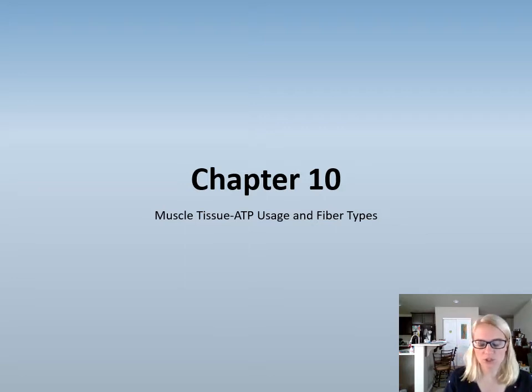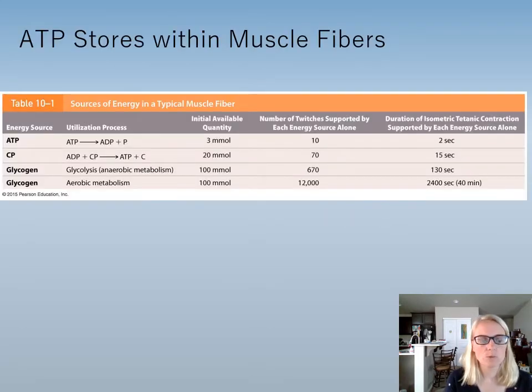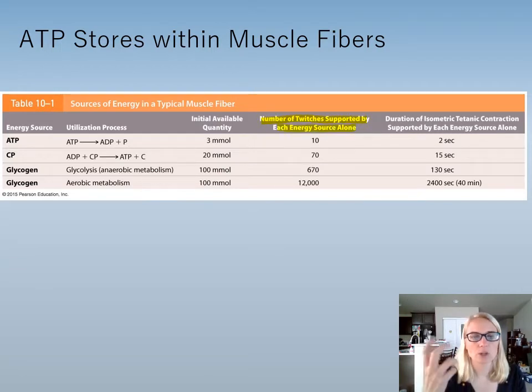So let's jump in. When we take a look at how ATP is provided to your muscles, we need to see the source and how much energy each of those sources can give to the muscle. So we're going to first take a look at the units that we're going to compare. The units we're going to compare are either numbers of twitches. Okay, so how many twitches, right?